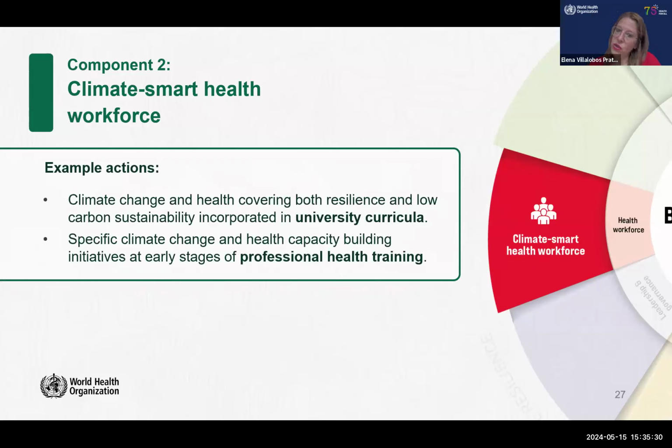Examples of interventions refer to developing specific, formal curricula on climate change and health, but also professional training.